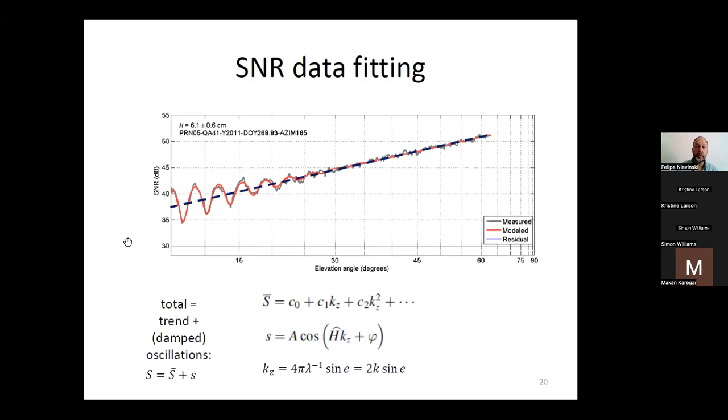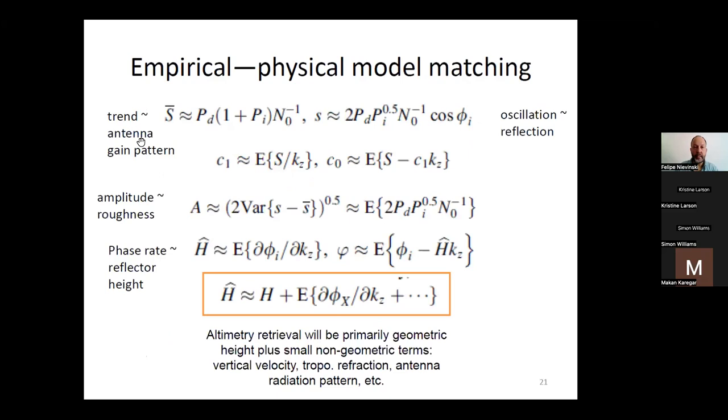So keep in mind, there's always this trend. And the trend comes from the gain pattern. If you tilt the antenna sideways, this trend will change. Okay, this is assuming looking up. The amplitude is driven mostly by the roughness, which is the wind waves. And the phase rate is the reflector height or the antenna height.